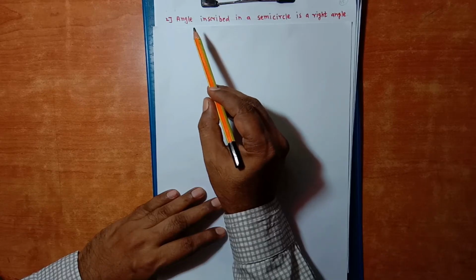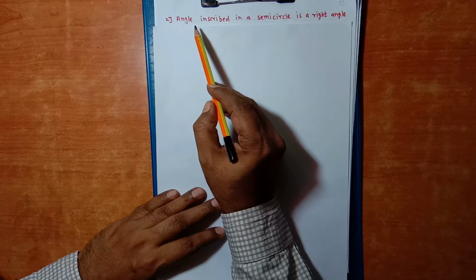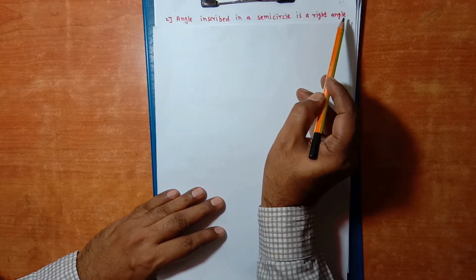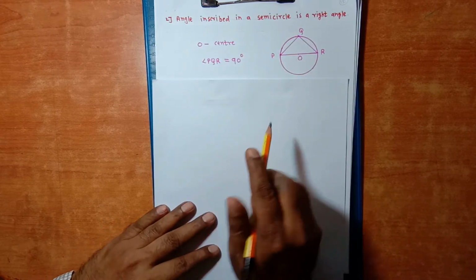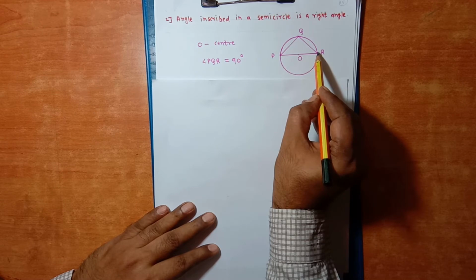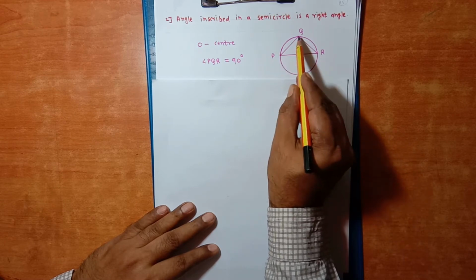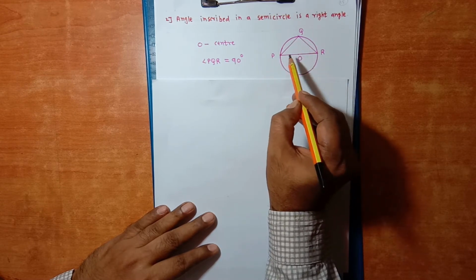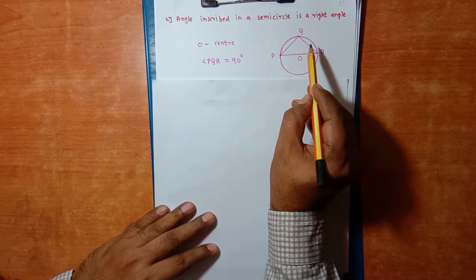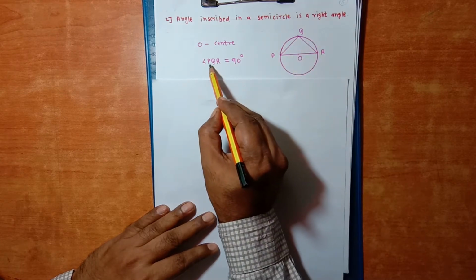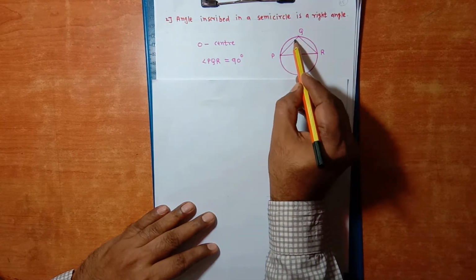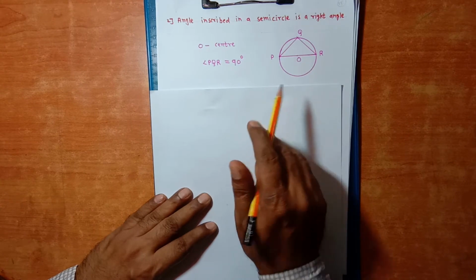Now we will see the second corollary. It states that an angle inscribed in a semicircle is a right angle. Now in the figure, O is the center, segment PR is the diameter, and angle PQR is inscribed in semicircle PQR. So this corollary states that the measure of angle PQR is 90 degrees.